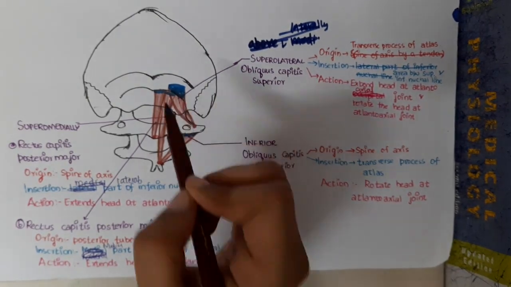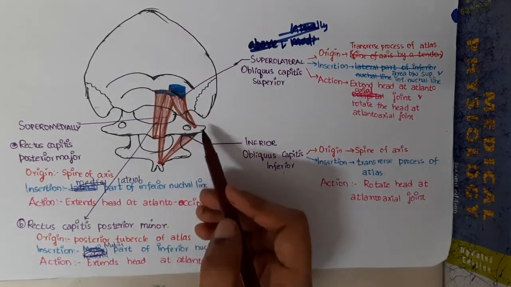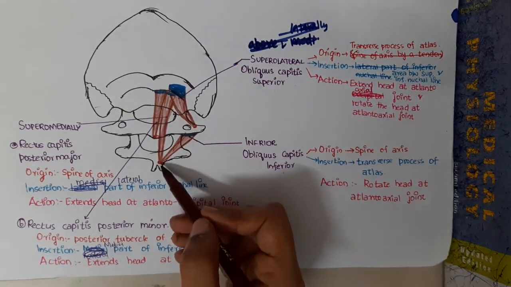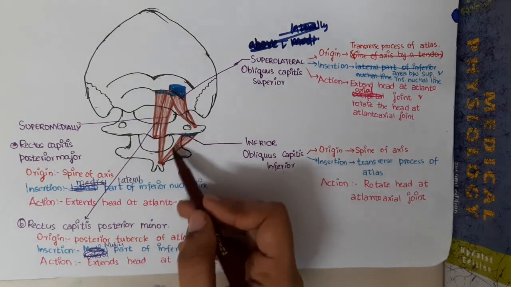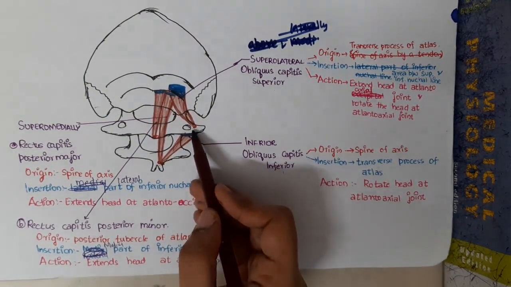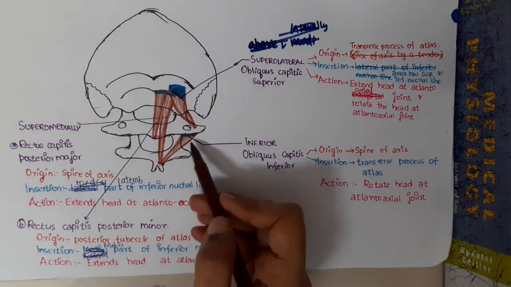Obliquus capitis inferior originates from the spine of the axis. This vertebra is the axis. It is inserted into the transverse process of the atlas. So this is obliquus capitis inferior.